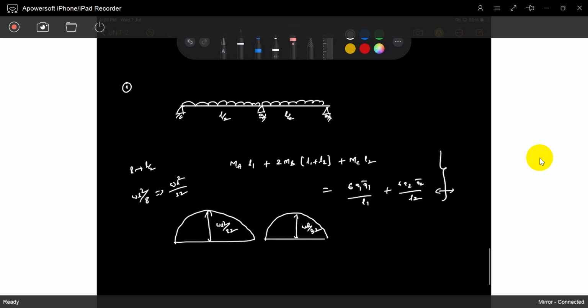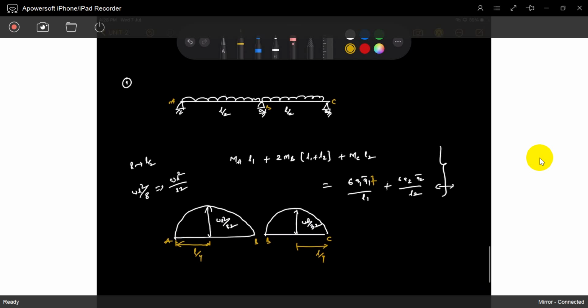Okay. So what is the centroidal distance? The centroid of this parabola, you can easily conclude, is exactly L by 4 from A, and also L by 4 from C. This is A, this is B, this is C. If you choose two spans, the centroidal distance x1 is from A and x2 is from C, not B, because B is at the center. That's why one is chosen from A and one from C.